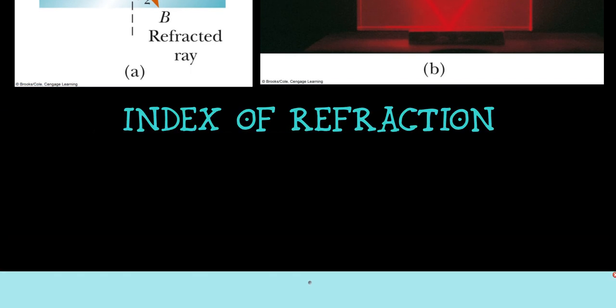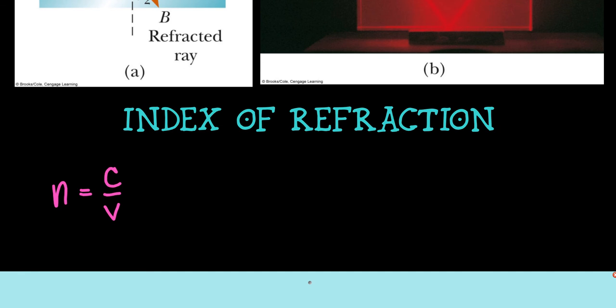To do math with refraction, we need to know about a value called the index of refraction. The index of refraction is a property of a material that is related to how fast light travels in that medium. All transparent materials, or transparent media, have their own unique index of refraction. The index of refraction can be calculated using the equation n equals c over v. n is the index of refraction in this equation. c is a number that we've already learned about, the speed of light.